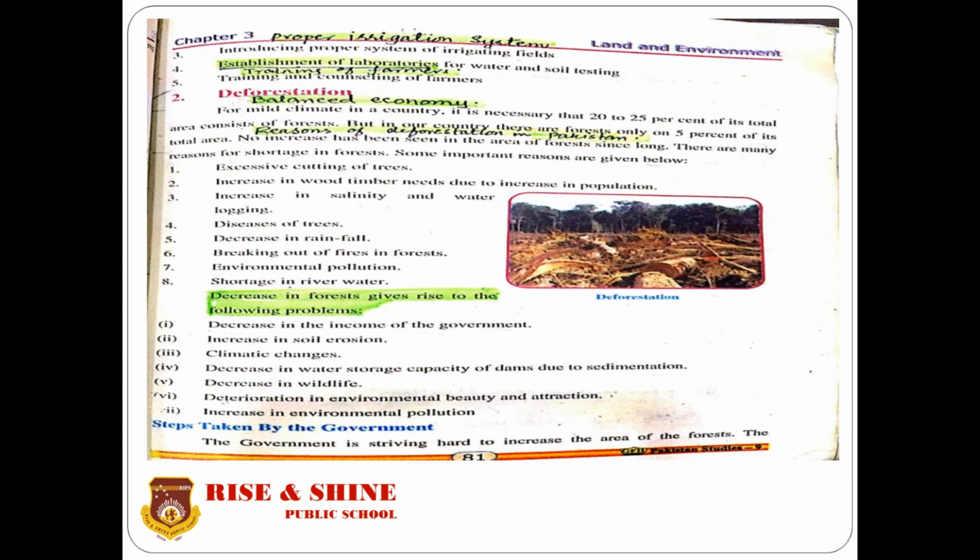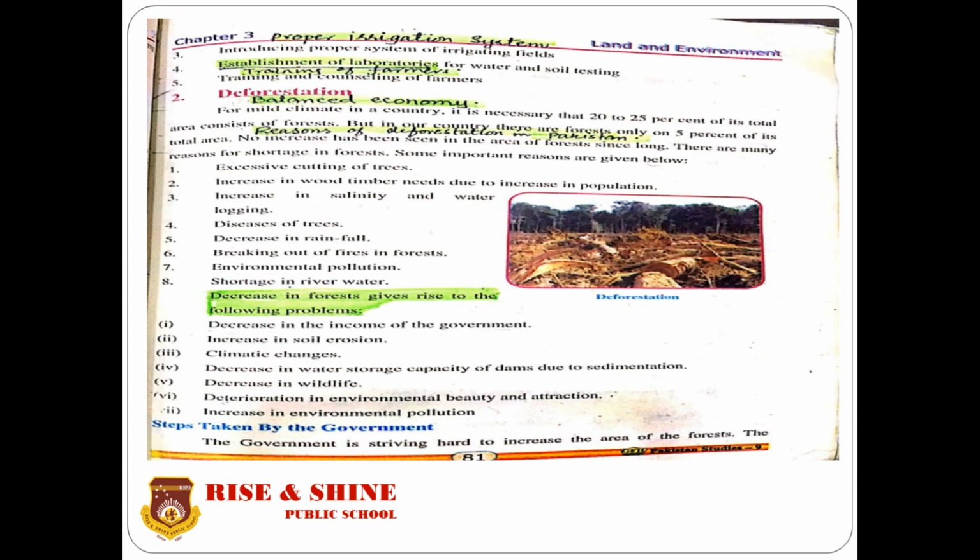What are the problems? Government income has decreased. Increase in soil erosion: the fertile part of the soil is eroded due to the decrease in the forest. Climatic changes are there, the climate is getting very hot and less humid due to less forest. Decrease in water: the dams have a shortage of water capacity because the water coming from the river which falls in the dam contains a lot of sand and soil, so it settles down at the bottom of the dam, which decreases the capacity of water storage in the dams.